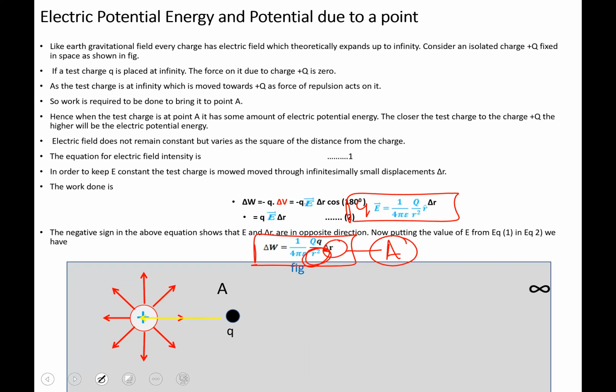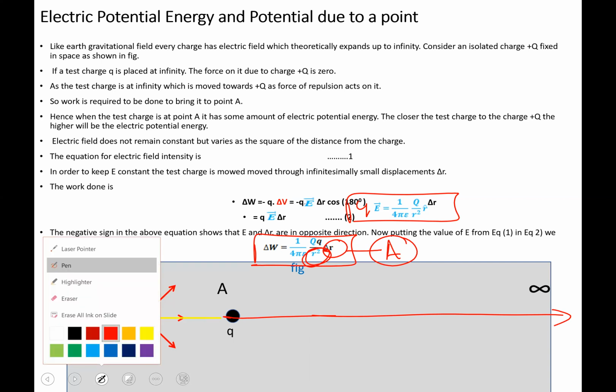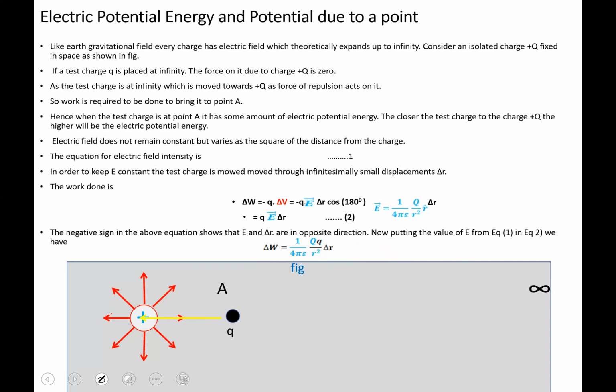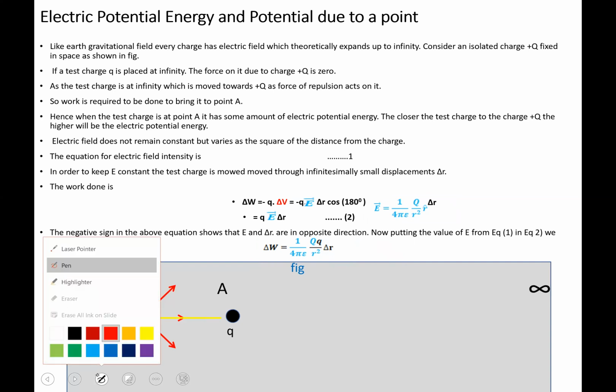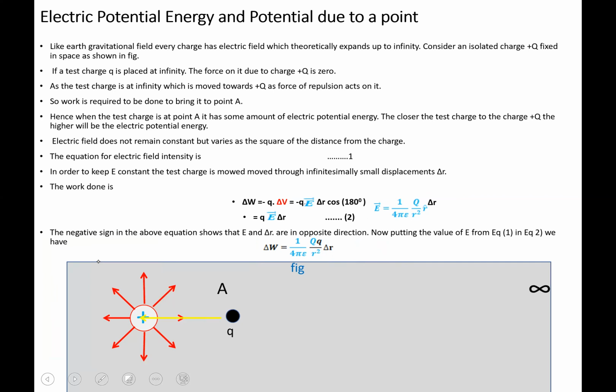So if we want to move it from this point to infinity, then we have to divide it into smaller parts. So what do we do? First of all, we create smaller parts. Let's take a step-by-step process where we move it from here to a new point, let's say point 1. The distance from here to here is represented as RA, and the distance from here to here is represented by R1.